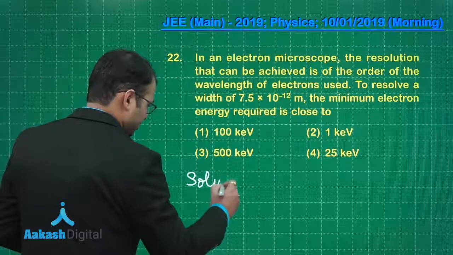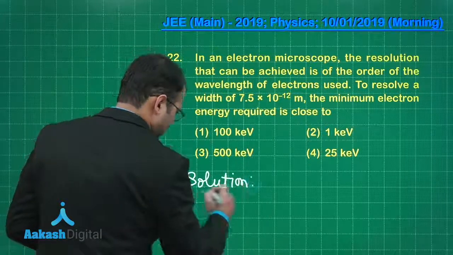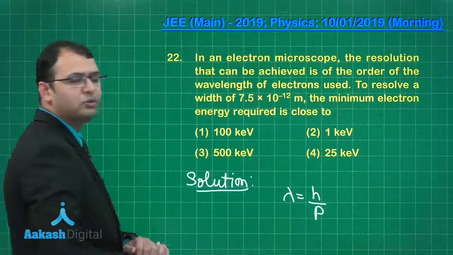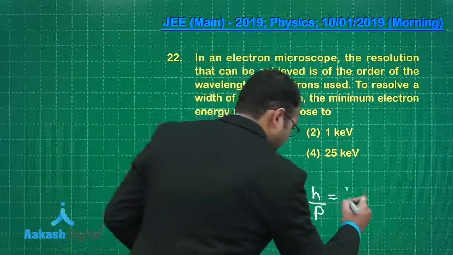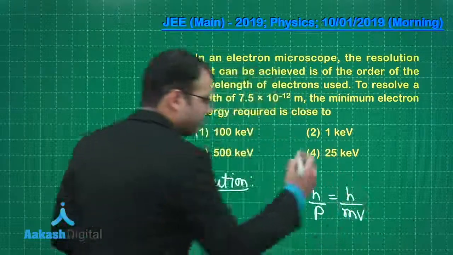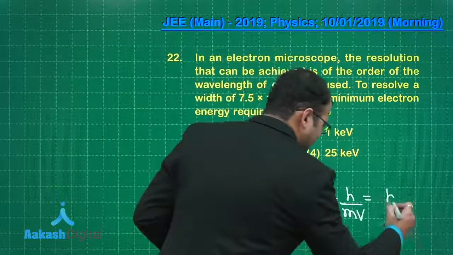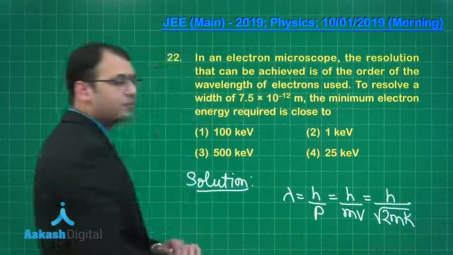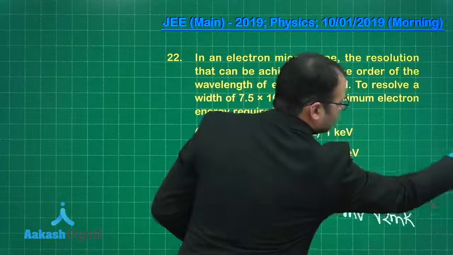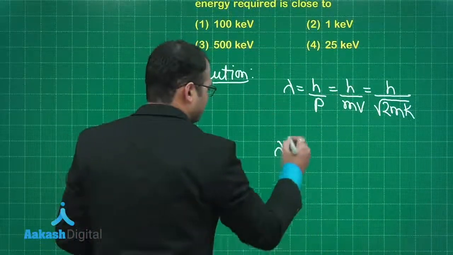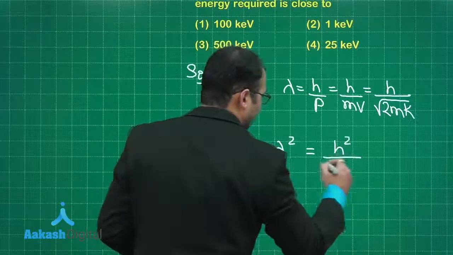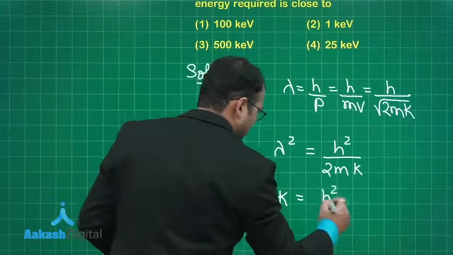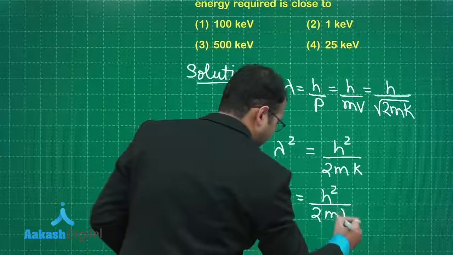So let's start with the solution. As we are aware by de Broglie's phenomena, lambda would be equal to h by p, which can also be written as h by mv. Or this can also be written as h upon under root 2m into kinetic energy of this electron. So lambda square would be equal to h square by 2m kinetic energy of the electron. This kinetic energy can be written as h square upon 2m lambda square.